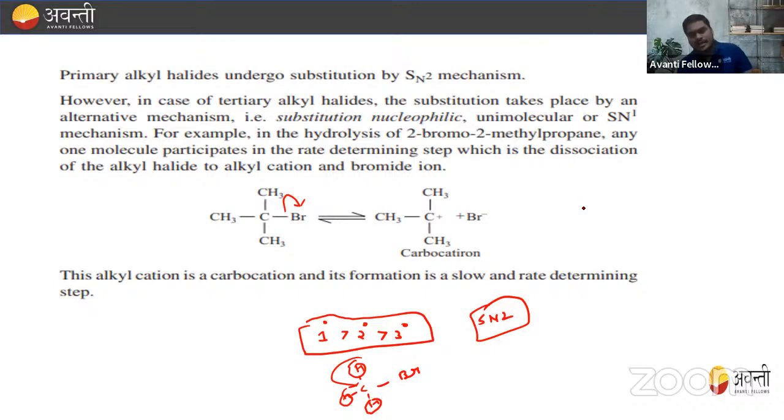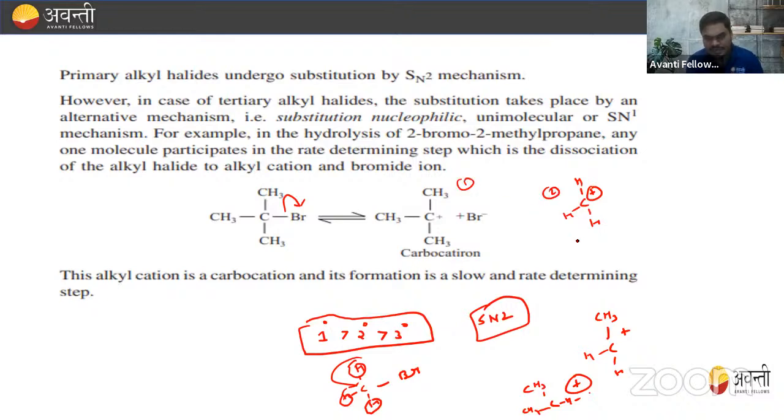Now I tell you the situation. If I have H, H, H, and the carbon becomes positive, this is also a carbocation, the methyl carbocation. Now, if we have a carbocation like this, 1 degree carbocation, right? If we have a 2 degree carbocation, like we have a CH3, and this is CH positive. So out of these, this is number 1, this is number 2, this is number 3, and this is number 4.